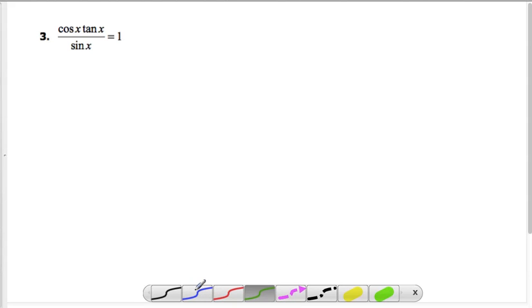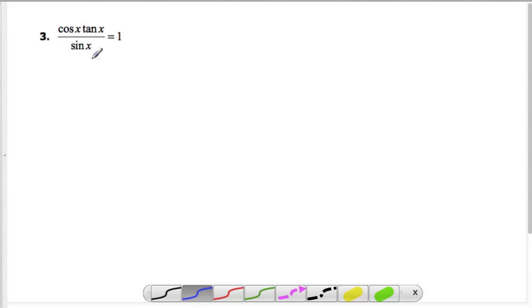Okay, number 3, I conveniently skipped number 2. If you on number 2, if you distribute the both squares or binomials, you will see that they're going to cancel out, and you're going to use some type of sine square plus cosine square equal to 1, and you can simplify that to 13. Number 3 is cosine x tan x over sine x is equal to 1.